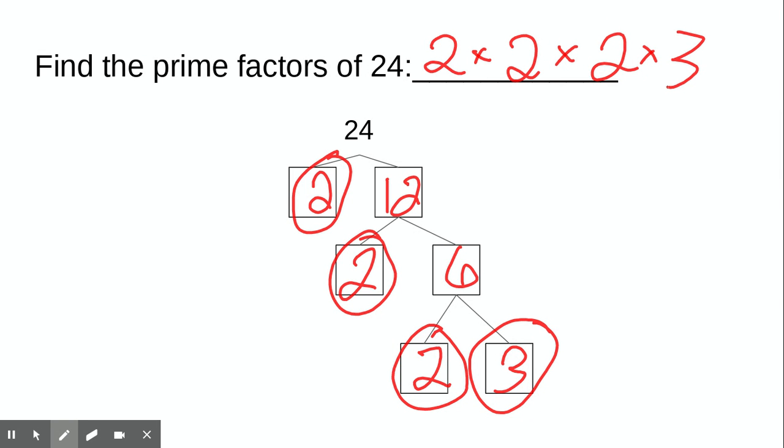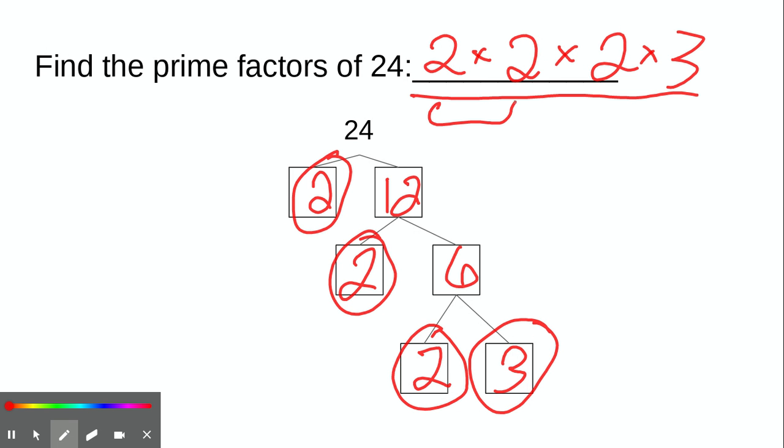And if we check our answer, these numbers up here, if we multiply them together, we should get 24. So we know 2 times 2 is 4, 4 times 2 is 8, and 8 times 3 is 24. So we know that is going to be correct.